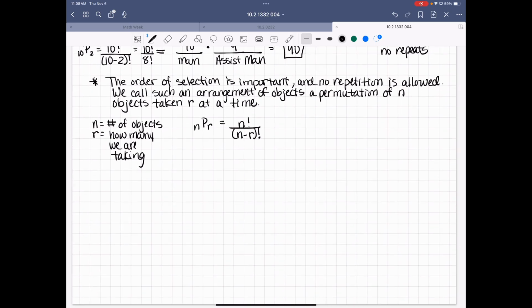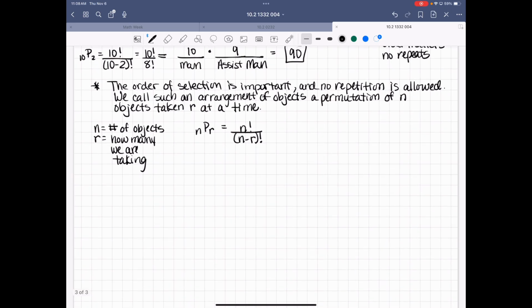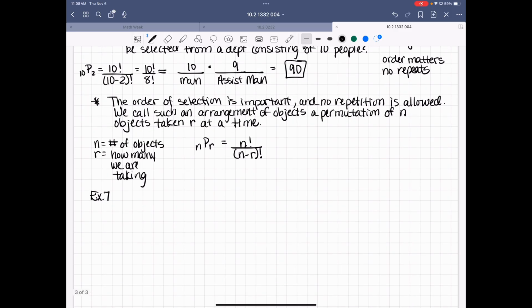But sometimes it won't, such as in example 7. Can I get that top one? Yeah, give me just a second. That one right there.